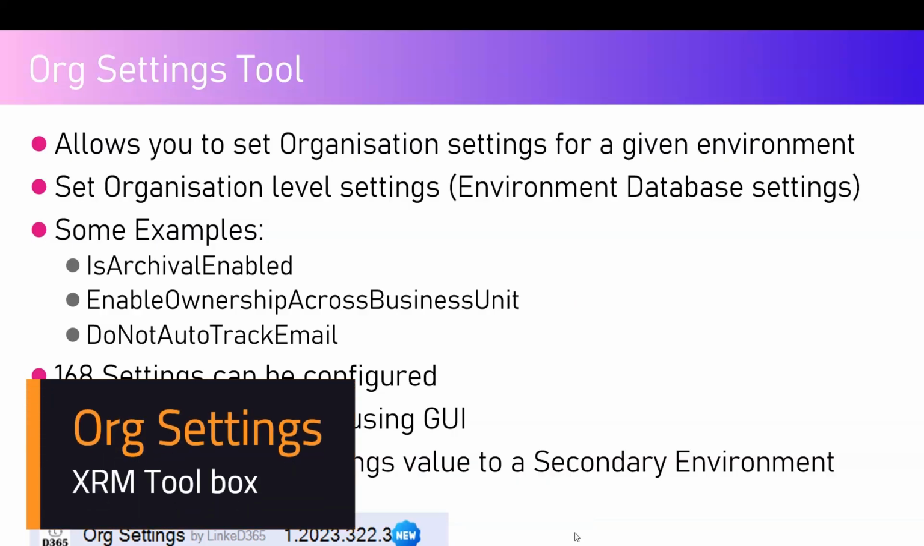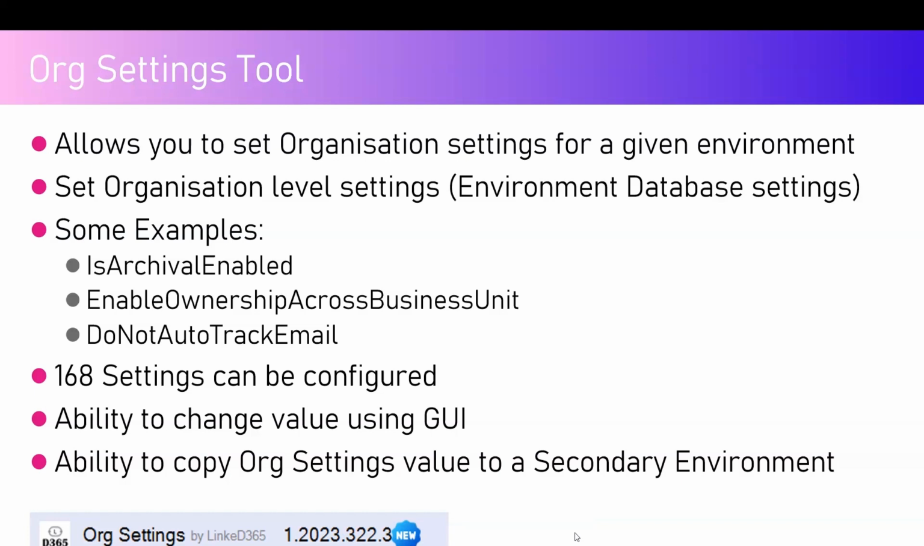In this video, I'm going to talk about the OrgSettings tool, which is a tool within the XRM Toolbox. The OrgSettings tool allows you to set organization settings for a given environment. As we all know, Dynamics CRM is a software as a service model whereby we can configure some settings available through the user interface provided by Microsoft. However, there are some settings which are not directly available out of the box, and we may need to use some sort of special tool to make those changes in the backend.